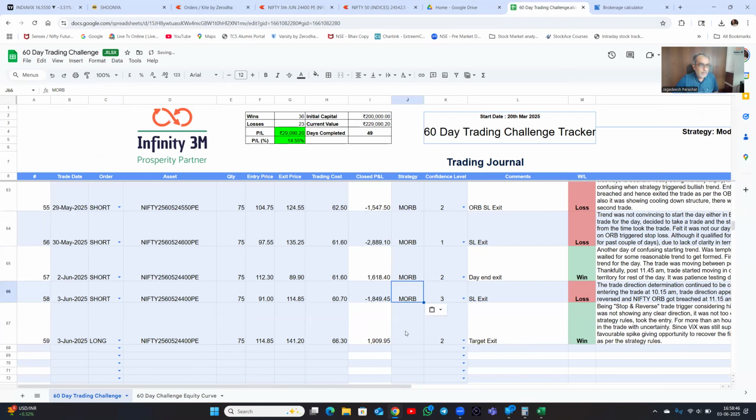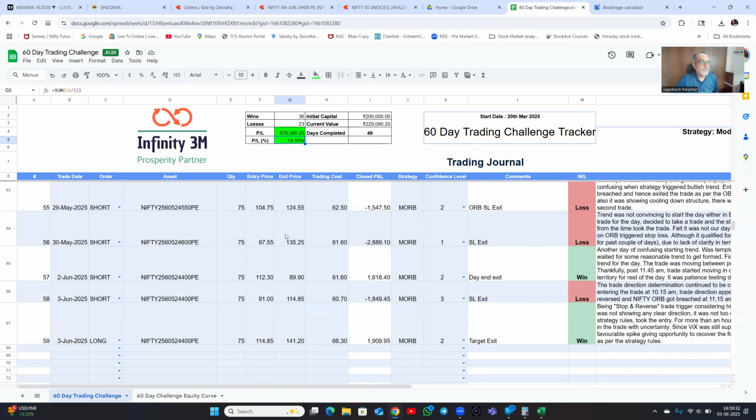So coming to the trading journal, as you see, the 24,400 put. The first trade we sold at 91 rupees, and then we covered it at 114.85, and at the same 114.85 we went long in the second trade, and we exited at 141 rupees 20 paise. The first trade's trading cost is 60 rupees 70 paise, and the second trade's is 66.30. In the first trade we lost about 1,850 or so, and in the second trade around 1,910 is the profit which we made. So all in all, it is hardly 60 rupees of positive gain for the day. Our P&L more or less remains like yesterday, because there was not much addition or negation.